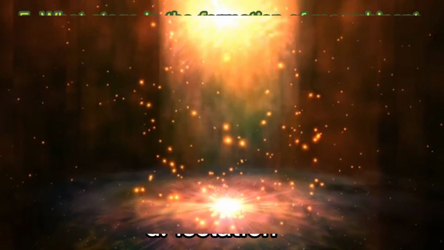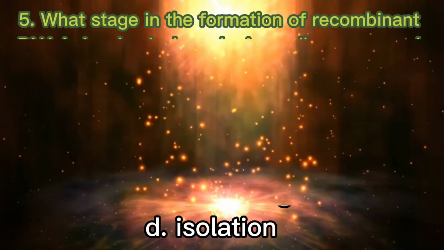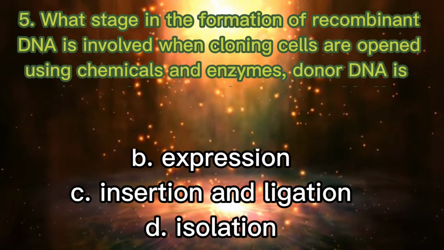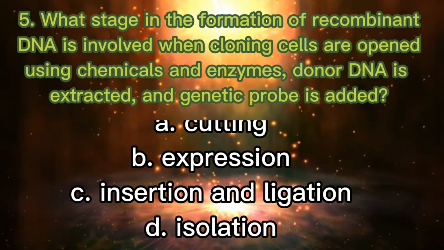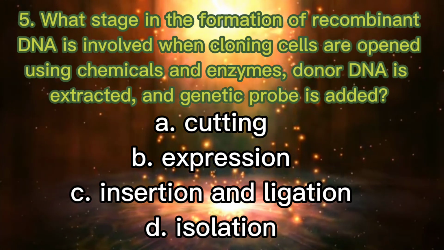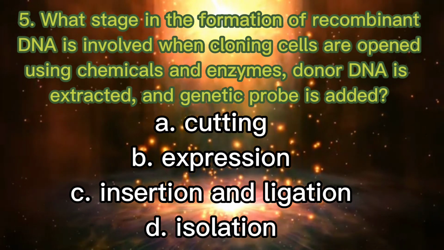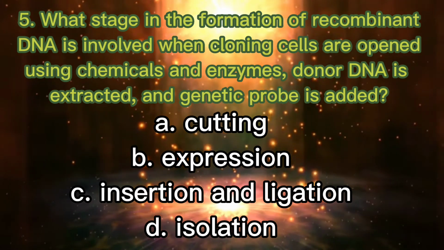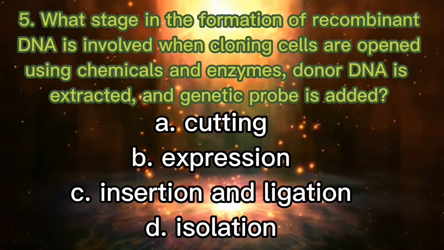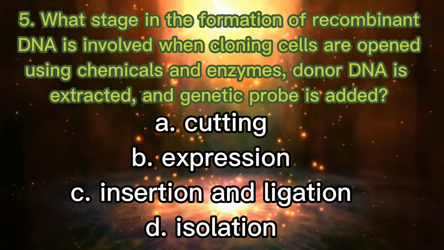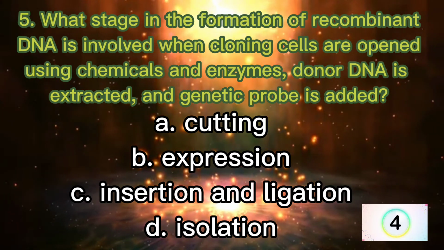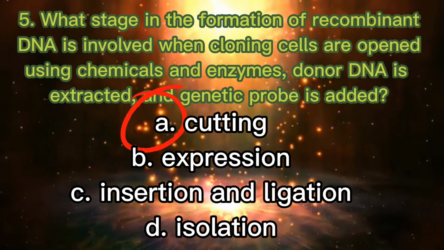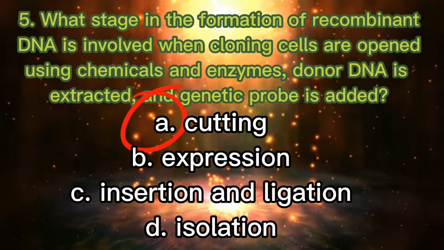And number 5. What stage in the formation of recombinant DNA is involved when cloning cells are opened using chemicals and enzymes, donor DNA is extracted and genetic probe is added? Letter A, cutting. Letter B, expression. Letter C, insertion and ligation. And letter D, isolation. Exactly. The answer is letter D.